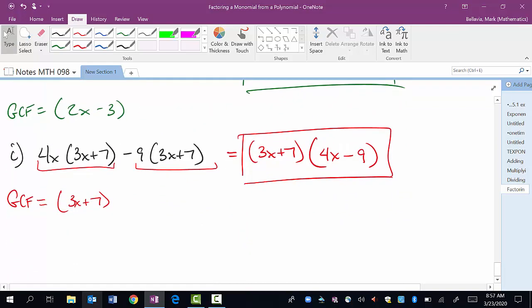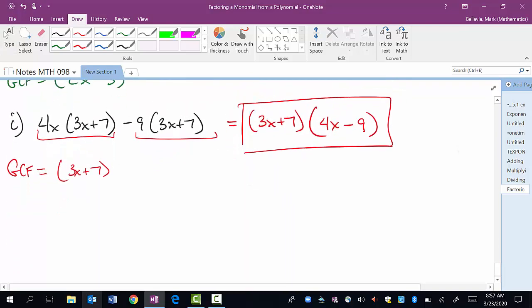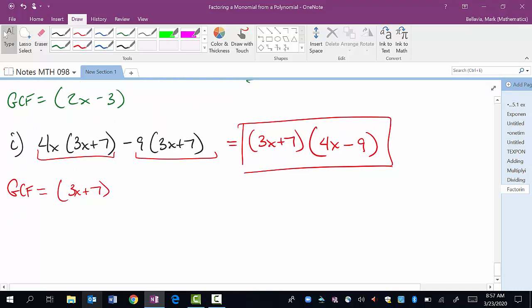So hopefully this video is helpful. Make sure you practice factoring out a GCF. It's always the very first step when you're factoring. No matter what type of factoring problem you have, you always want to look for a greatest common factor first.